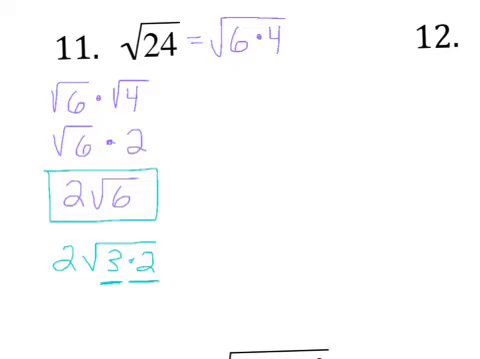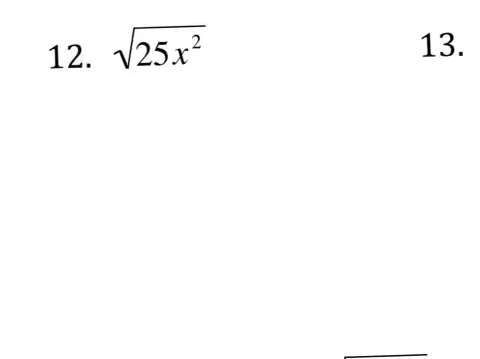Now we have a variable inside this square root, but we're going to break it up the same way, as the square root of 25 times the square root of x squared. We know that the square root of 25 is 5. And we also know that square roots and squares undo each other. So the square root of x squared is just x. So our final answer is 5x.